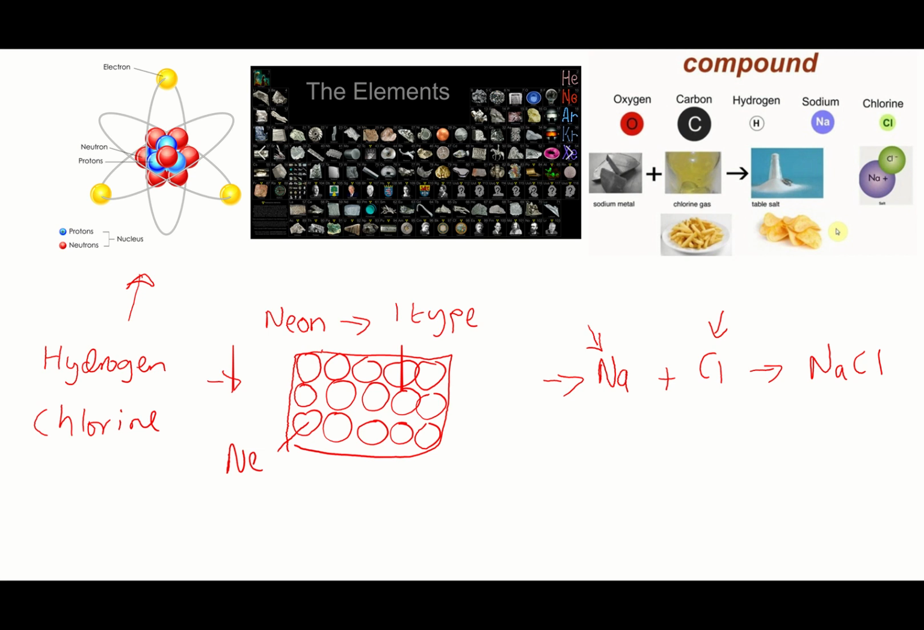When they combine together, we make a salt, sodium chloride, which is actually table salt, which we use on our chips and food, etc. So when two elements or more combine chemically to make a new substance which is different from its original elements, a new compound is formed with new properties, and that's what we refer to as a compound.